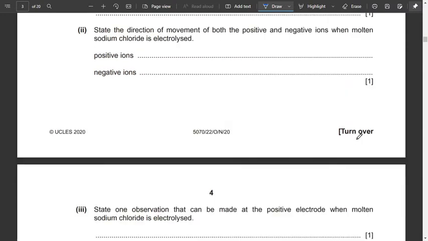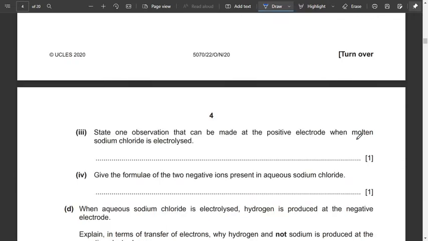One more question, very simple. Moving on to part 3, state one observation that can be made at the positive electrode when molten sodium chloride is electrolyzed. So when molten sodium chloride is electrolyzed, a green gas is formed, and this is what we will observe at the positive electrode.